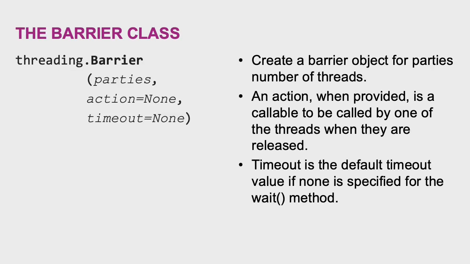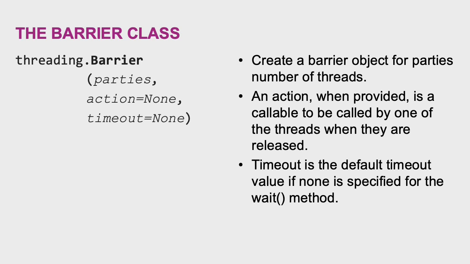Now let's see how we can implement barriers in Python. As usual, our reference is the threading module. In particular, within the threading module, we have the Barrier class. The Barrier class creates a barrier object for the specified number of parties, the specified number of threads we have to wait for to be able to open the barrier. So we are waiting for the specified number of threads or parties before we can open the barrier.